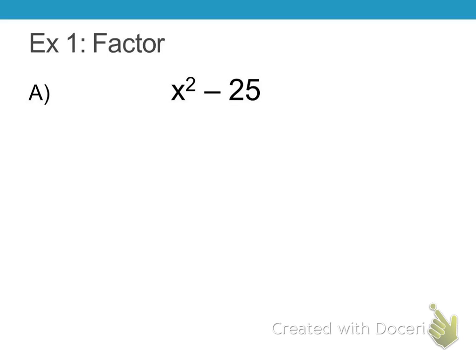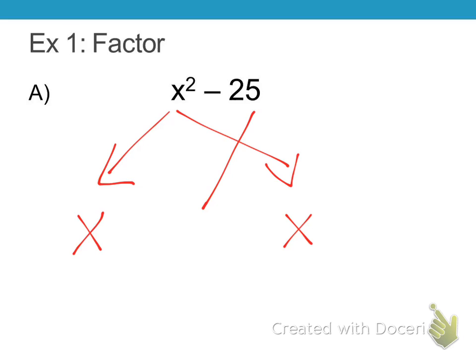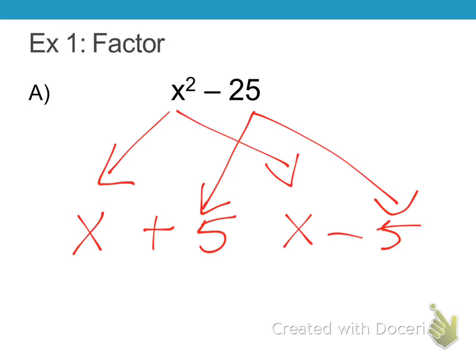So you need to think of what number times itself gives you this, what number times itself gives you this, and is it a minus? Is it a minus? Yes. Can you think of a number times itself that gives you x squared? Yes. X. Can you think of a number times itself that gives you 25? 5. So when we break it down, those go in the front. This guy goes in the back. One gets a plus sign, one gets a minus sign.